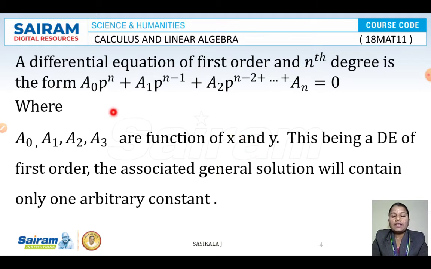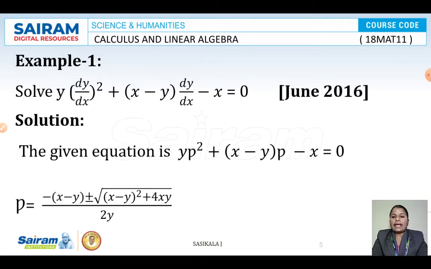All these coefficients of the differential equation are functions of x and y. And this is a differential equation of first order, because it is (dy by dx) the whole power n, it's not d^n. Dy by dx the whole power n. Being of first order, the associated general solution will contain only one arbitrary constant. So we'll go for the example problem.